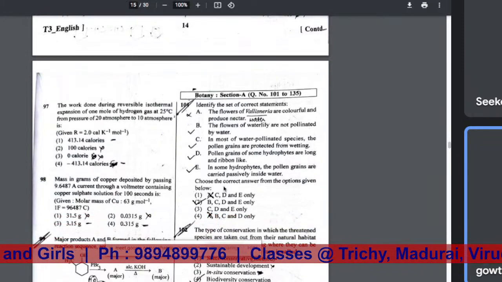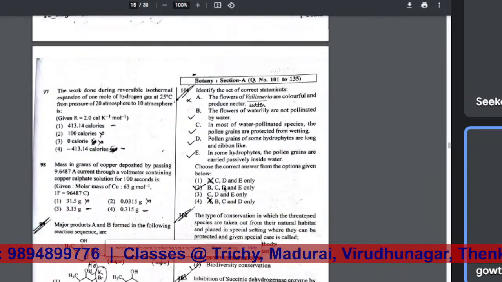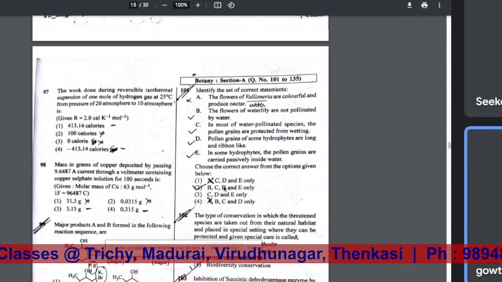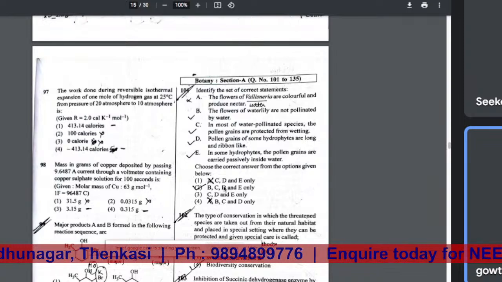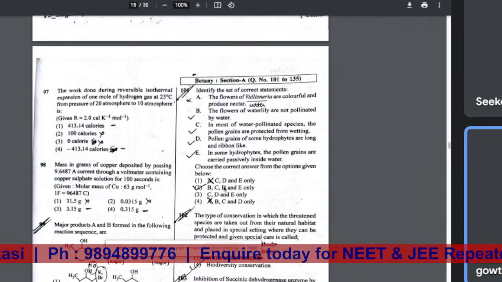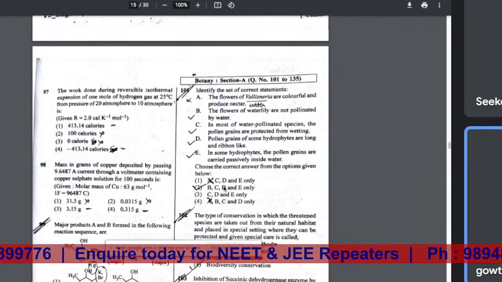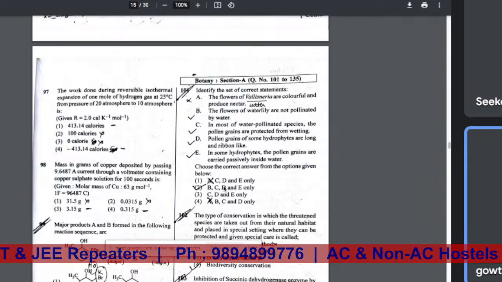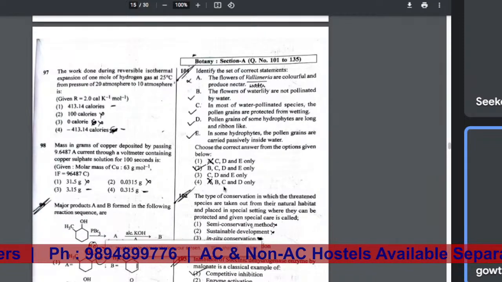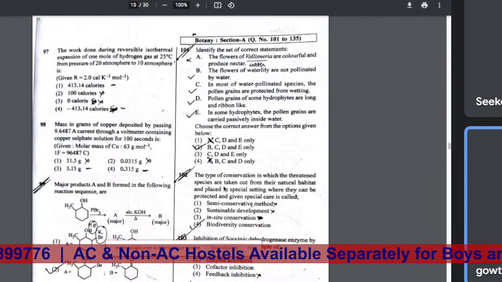Okay. Now question number 98. The mass in grams of copper deposited by passing 9.6487 ampere current through a voltameter containing copper sulfate solution for 100 seconds is given. The molar mass of copper is 60. This question is from electrochemistry. So its answer is the fourth option, 0.315 gram.